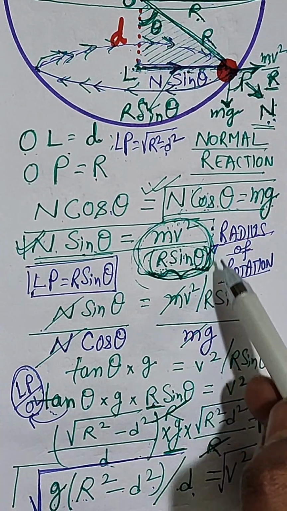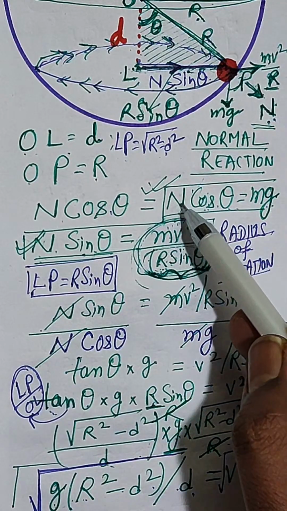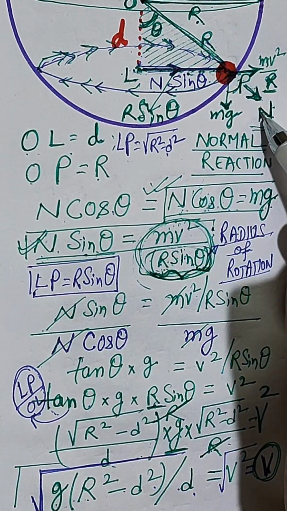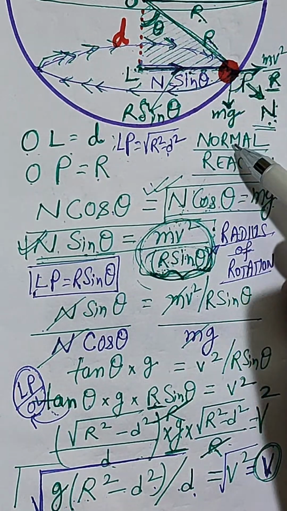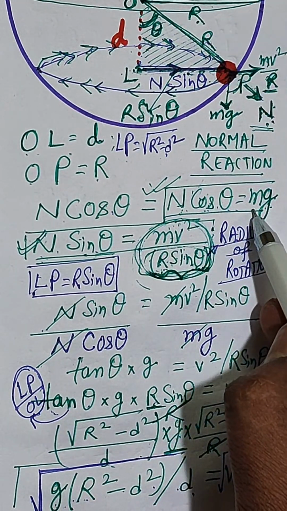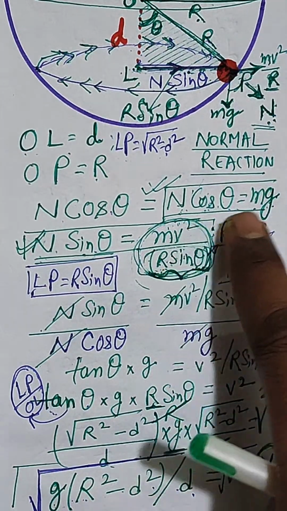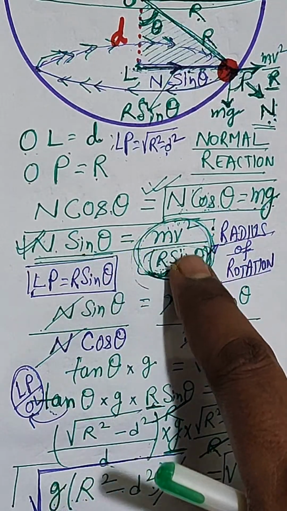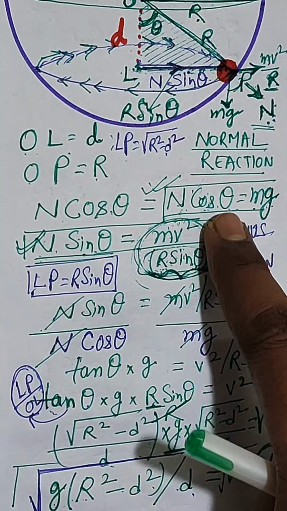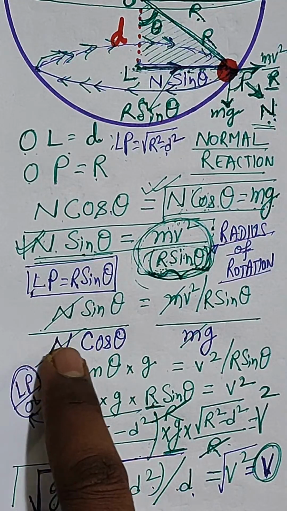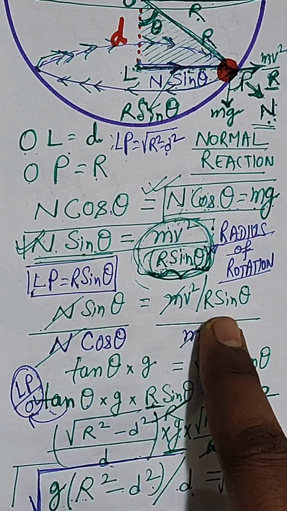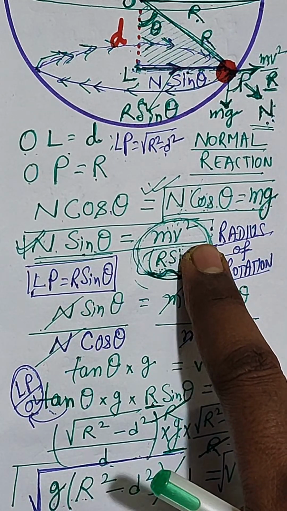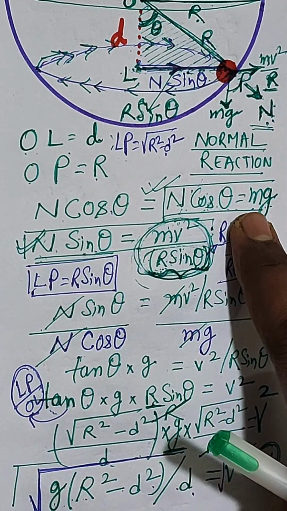We have already proved n cos theta is equal to mg. The component of normal reaction in the vertical direction is mg, right? So n cos theta equals mg and n sin theta equals mv square by r sine theta. Then divide both the equations. You get n sin theta by n cos theta on the LHS, which is equal to mv square by r sin theta, the RHS of this equation, divided by the RHS of the above equation.